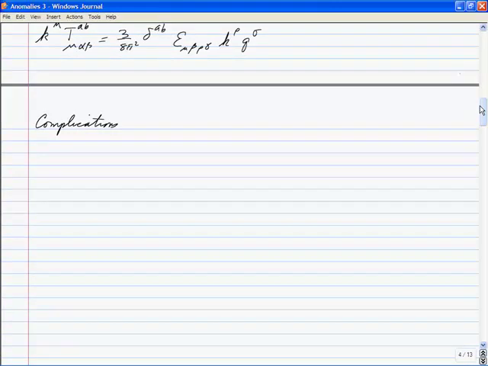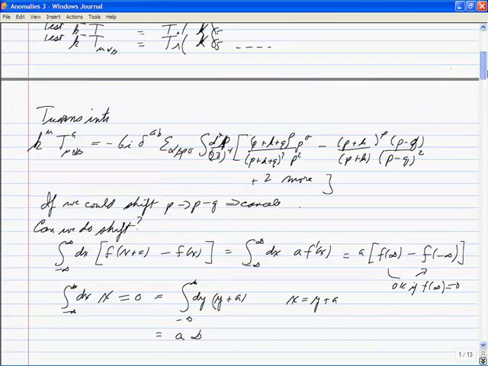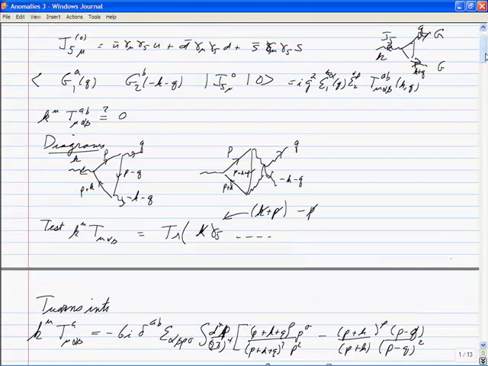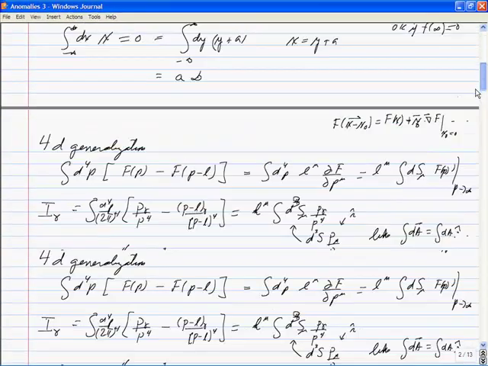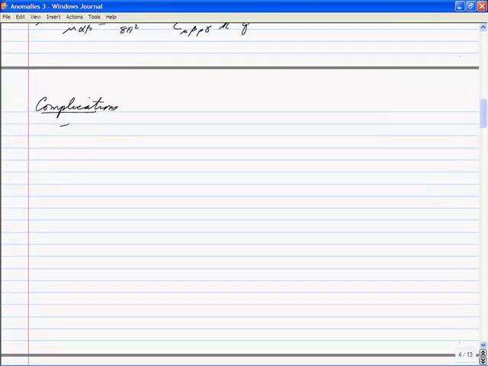We could have started routing these things a different way. So back when we did this, I said, oh, it would be nice to put the same momentum here and there. But if somebody else had come along and said, I'm not going to do that, I'm going to make this one p plus k and this one p on the second diagram, you'd get a different result. So the routing was not unique.